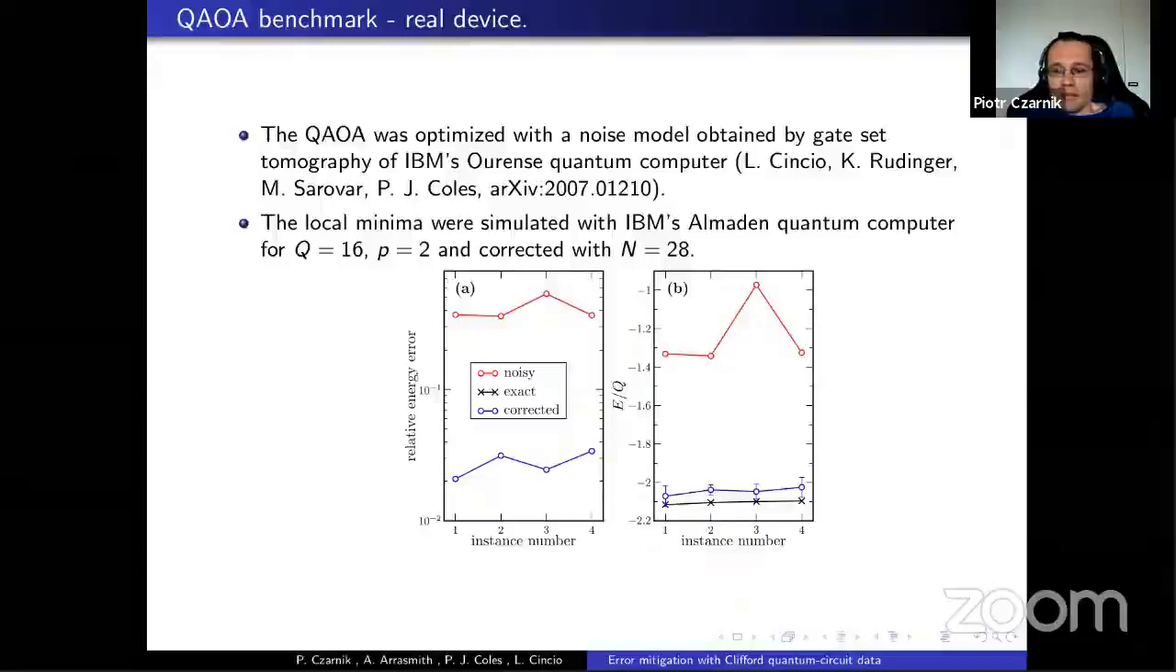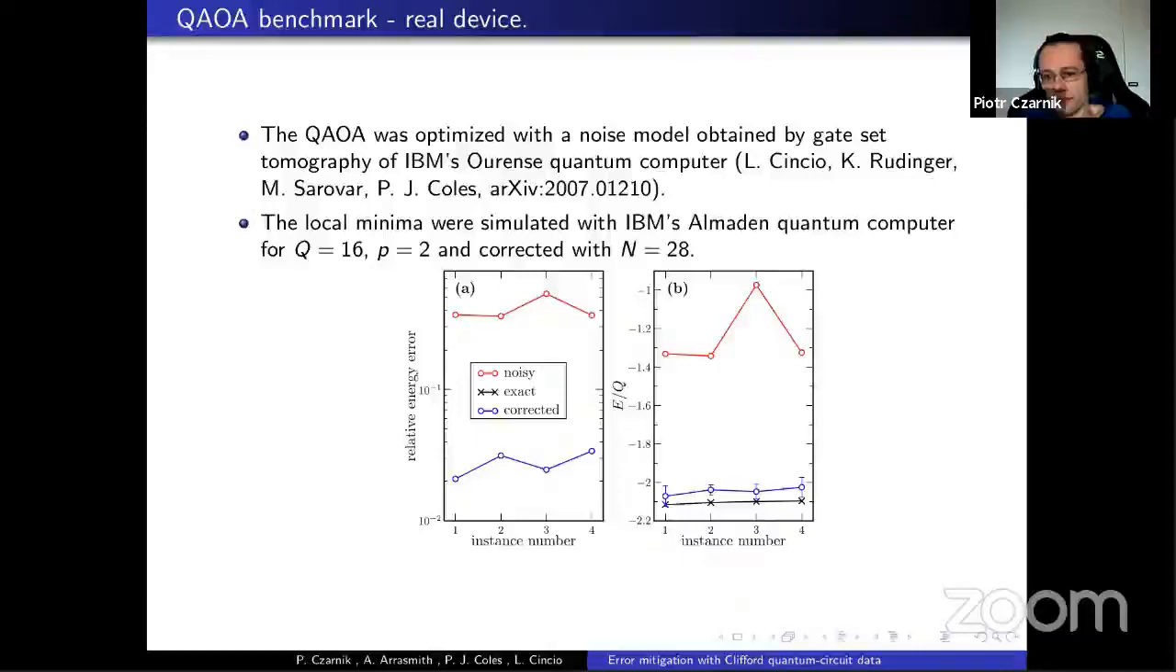We also used the real device to correct the obtained noisy energies. So here you can see results for four different local minima of the optimization. Here we had a problem of ground state simulation of the 16 qubit Ising model, and we had two layers of the QAOA ansatz, which means that we had this particular ansatz with 8 layers of CNOTs. And we obtained in all cases an order of magnitude improvement of the corrected energy. In the left panel, you can see the relative error. And in the right panel, you can see the actual energies, noisy, exact, and the corrected ones.